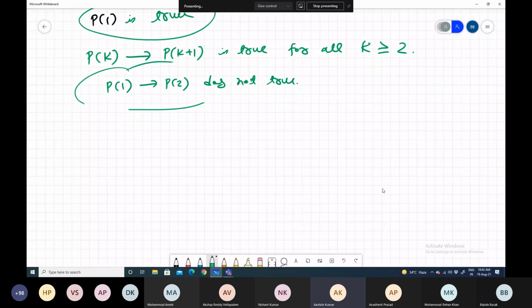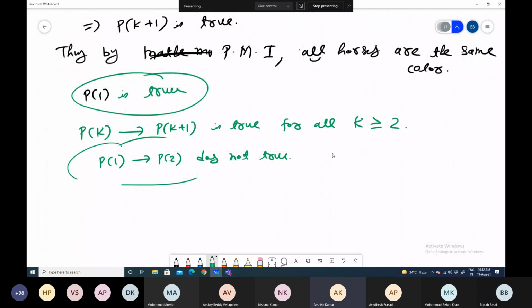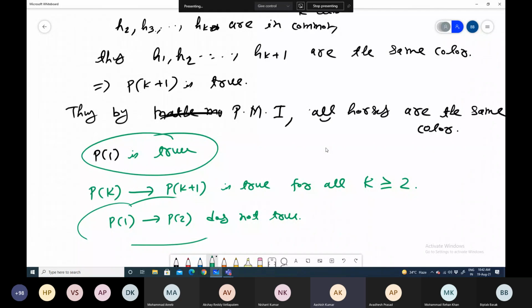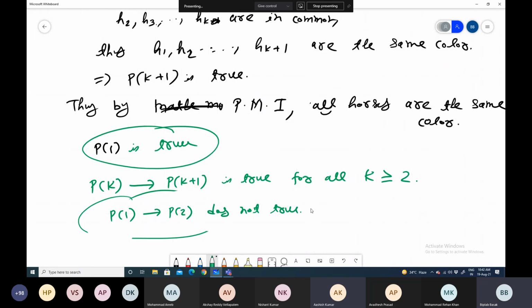Sir, if k is equal to 2, then P(1) doesn't imply P(2) because they don't have any common element. So we are telling this, and for this very reason we are telling that we can't apply mathematical induction to prove this.